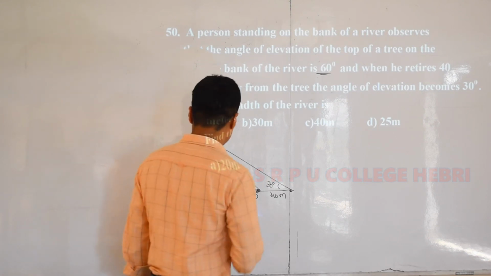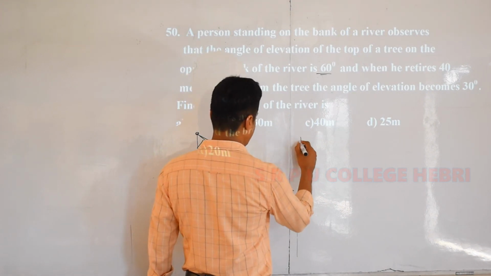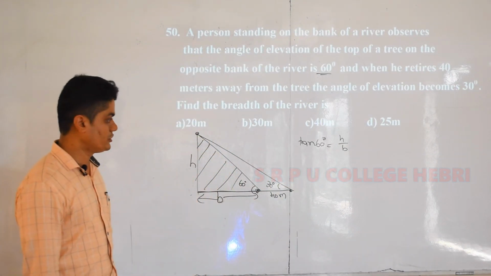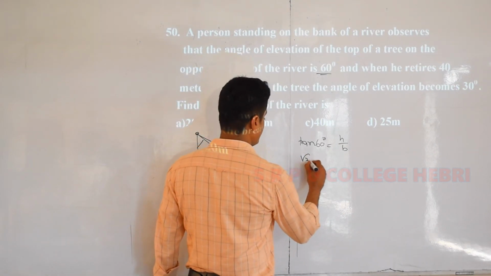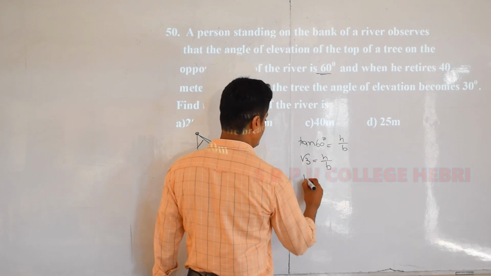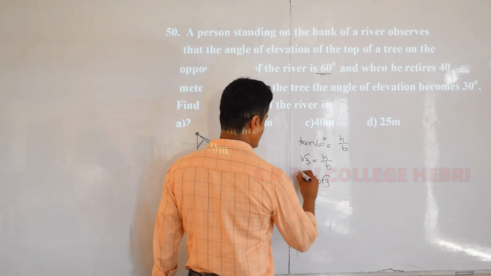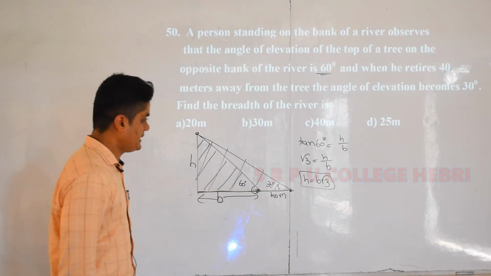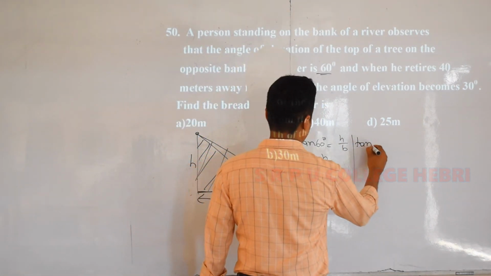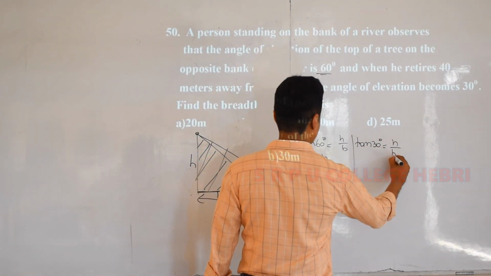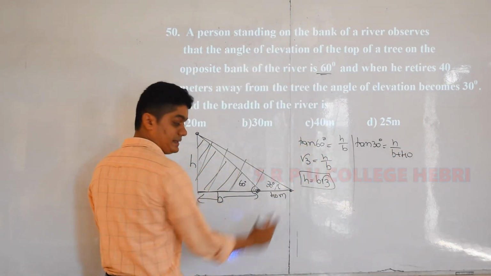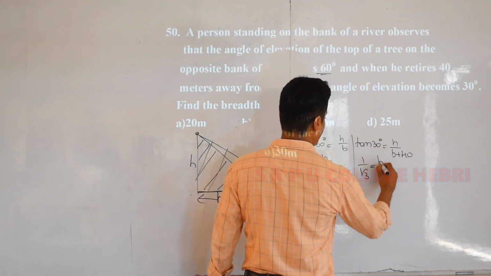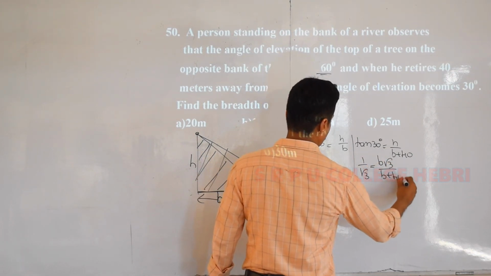First use this triangle. Since the opposite and adjacent sides are defined, define tan 60 degrees. Tan 60 degrees is equal to h by b. Tan 60 you know is √3. So h is equal to b into √3. This is from the first triangle. Next, the bigger triangle. Again define tan 30 degrees equal to h by b plus 40. Why? The base is b plus 40. So 1 by root 3 is equal to h, which is b root 3, by b plus 40.